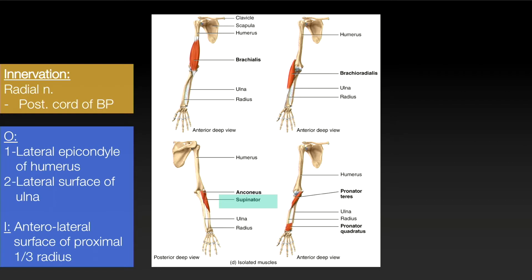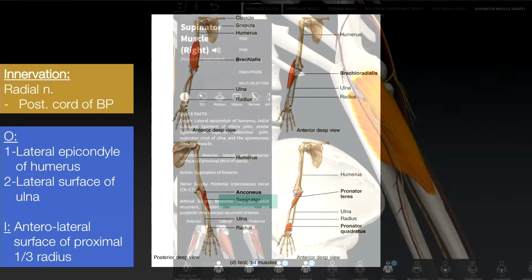So right about here. The radius is more lateral. It's on this side. At the lateral surface of the ulna. And it wraps all the way around to insert on what I'm calling the anterolateral surface of the proximal third of the radius. Anterior and lateral surface. So let's take a look at what that looks like.